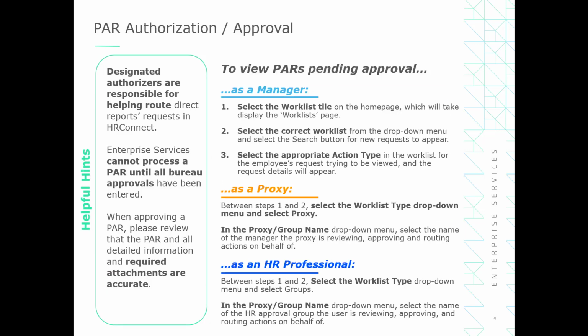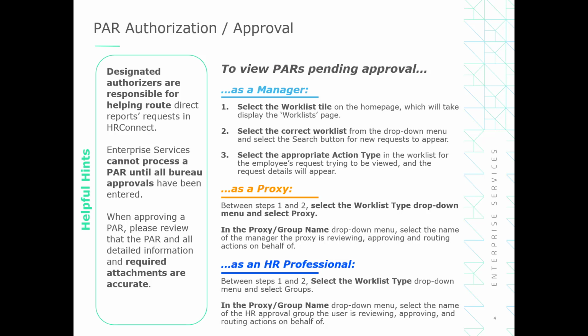Designated authorizers are responsible for helping route direct reports requests in HR Connect. It is important that the PAR is reviewed for accuracy and approved in a timely manner. Pause this video to reference the steps for viewing PARs pending approval as a manager, HR Connect proxy, or HR professional. As a reminder, Enterprise Services cannot process a PAR until all Bureau approvals have been provided and the PAR has been submitted to Enterprise Services in HR Connect.